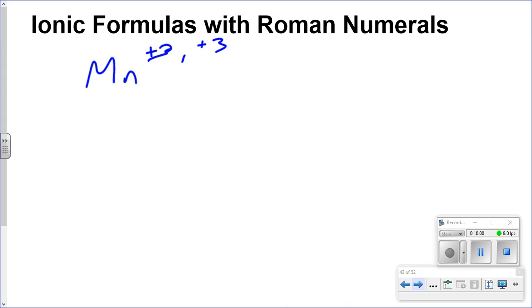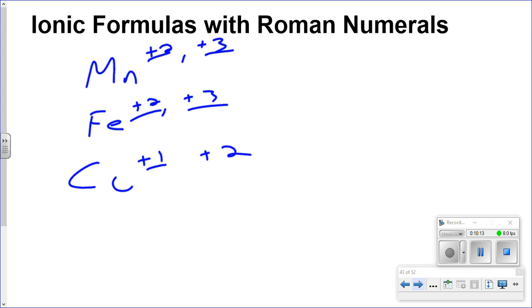Guess what? This is called manganese 2. This is called manganese 3. Iron can be plus 2 or plus 3. This is called iron 2. This is called iron 3. What's another one? Copper. Copper 1 and copper 2. Okay, notice the 1 and the 2.